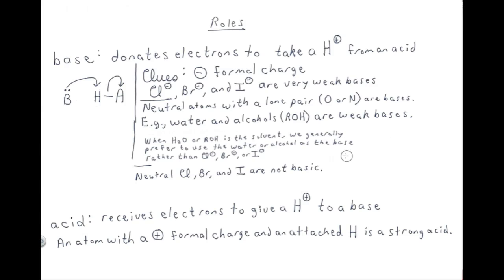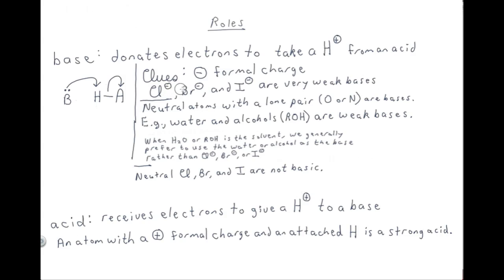One final note is that neutral chlorine, bromine, and iodine are not basic, even though they have lone pairs. These have lone pairs, but they're not basic. That shouldn't be surprising. If chloride, bromide, and iodide are very weak bases, even with a negative charge, it's not surprising that they're not really basic at all when they're neutral. That would make them even less willing to donate their electrons. So we're not going to use neutral chlorine, bromine, or iodine as bases. What do we use these for? We use neutral chlorine, bromine, and iodine as leaving groups.